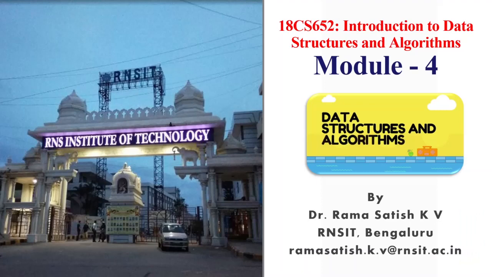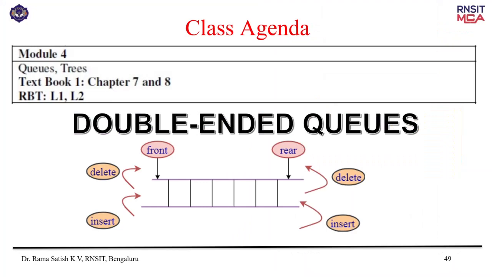Module 4. Today we are going to discuss a very important topic. Note down in your books. It is a very important topic. What is that? Double-ended queues. That means a queue in which both insertion and deletion can be done at both the ends. So we call it a double-ended queue.